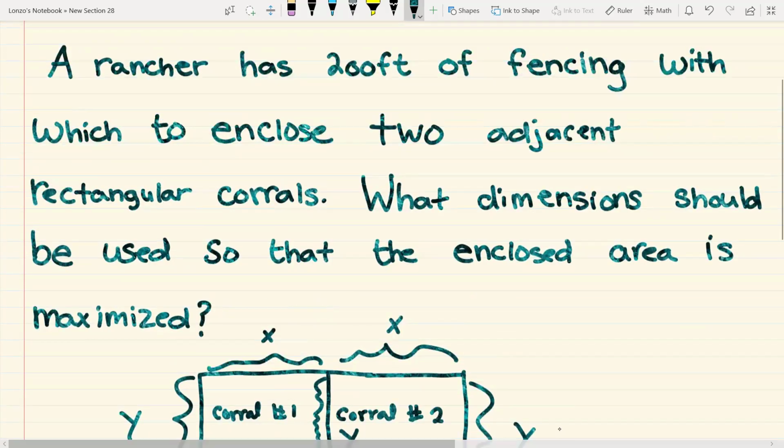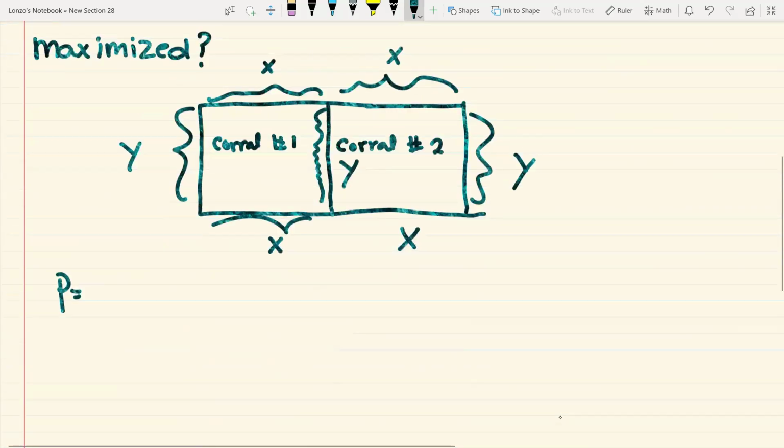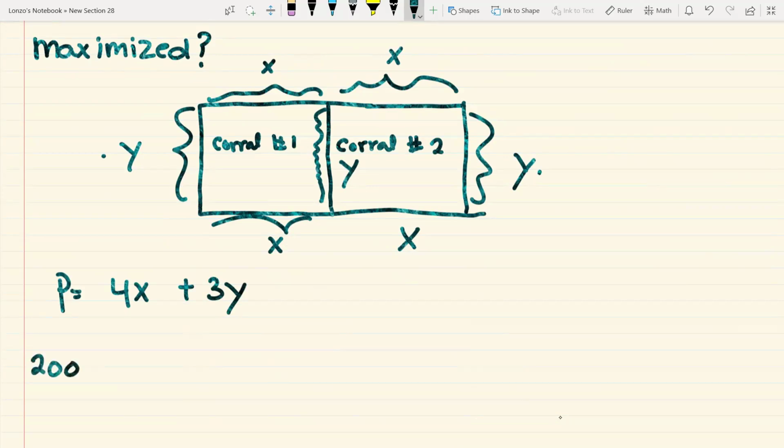Okay, so what are we given? It says a rancher has 200 feet of fencing, so that is a perimeter, right? Perimeter is basically you add up all the sides. You have 1, 2, 3, 4 x's. And how many y's do we have? Be careful. You have one y here, one y here, and then also a vertical y here. So that's 3 y's, not 4 y's. Then you just replace perimeter with 200. So this is one of our equations.